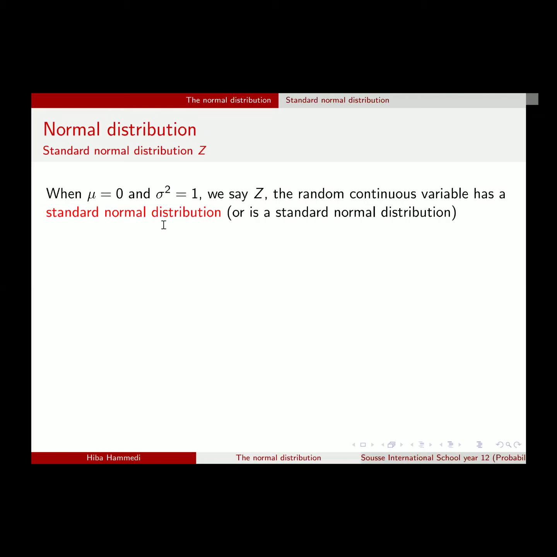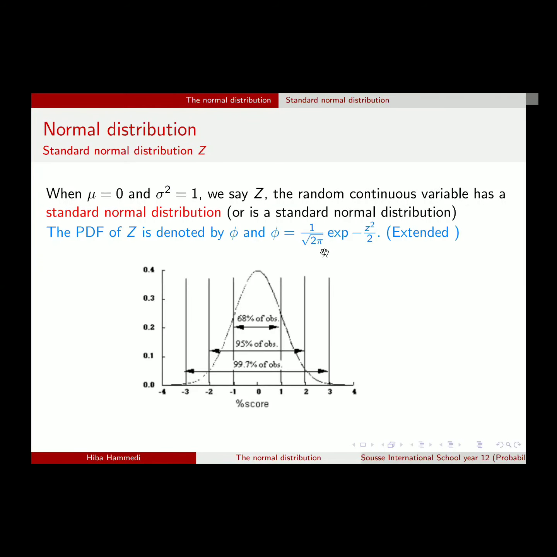But this very particular choice for a normal distribution has a name, and the name for this one is the standard normal distribution. So we say that the continuous random variable Z has a standard normal distribution. The probability density function for Z is given by phi, and phi is given by this expression. Don't worry about this expression, it's not in your curriculum, it's just an extended part for you to see what the expression of that function is.